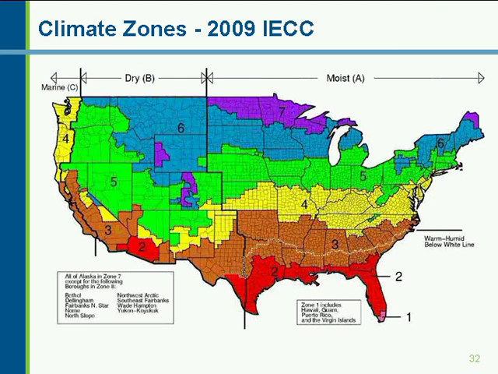The economizer, as I mentioned, is required only in certain climate zones, and this is the climate zone map of the continental United States. The 2009 IECC has 8 main climate zones. 7 of them are within the continental United States, and climate zone 8 is only found in Alaska. These are also broken down into subclimate zones: marine, which is sub-C, dry, B, and moist, A. So, for example, you could have 5A, 5B, and 5C.